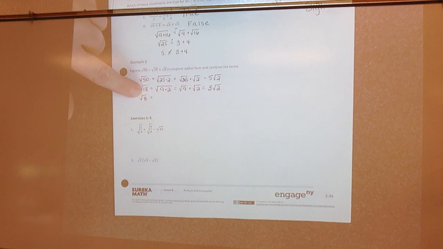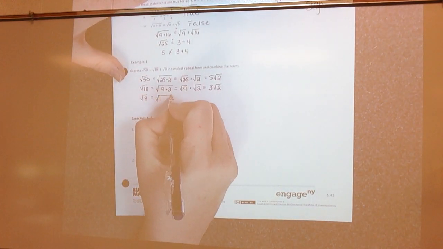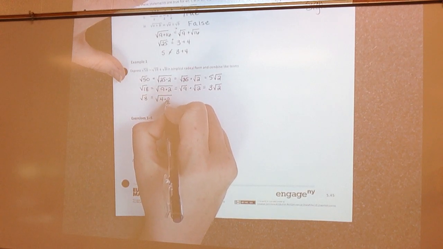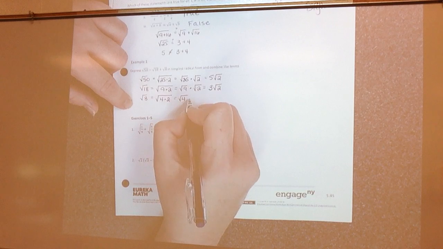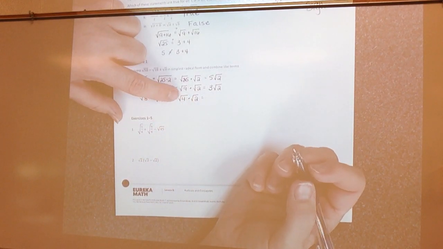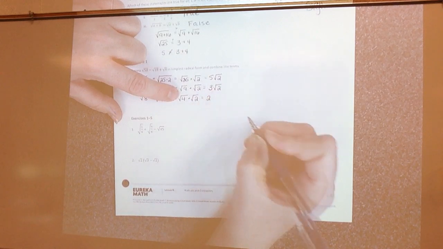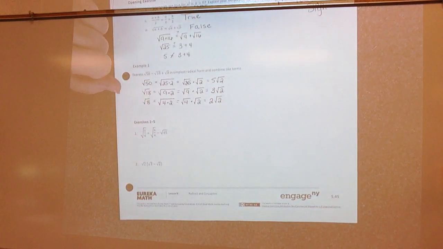Let's look at 8. Not a perfect square, but I can break it down into the square root of 4 times 2, which gives me the square root of 4 times the square root of 2. The square root of 4 is 2, because 2 times 2 is 4. So I end up with 2 square root of 2.